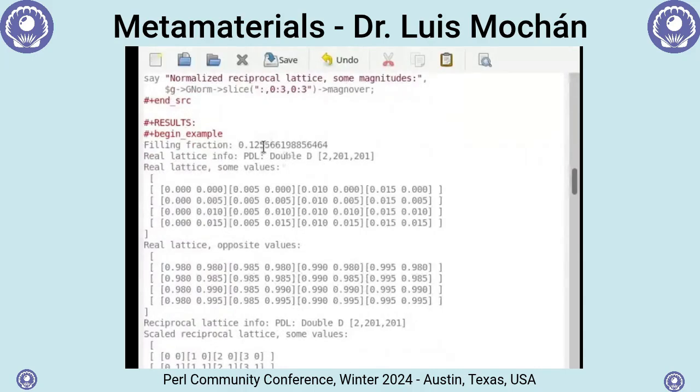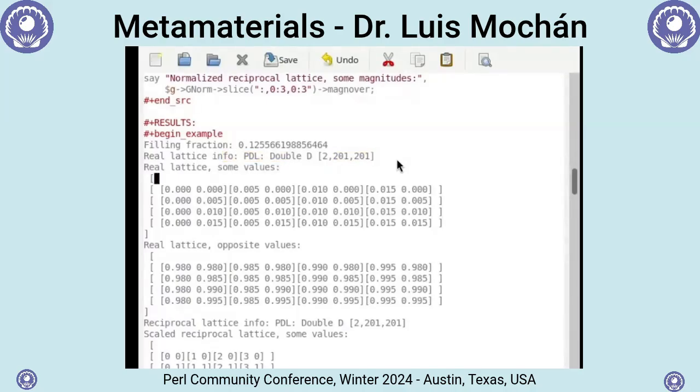The filling fraction is about 1/8. That's correct, because in this case, my radius was 0.2, 20% of the unit cell. So this is the area of a circle of radius 0.2. So it's for this 1 to 5. The real, yeah. Oh, yeah. Okay, thank you.